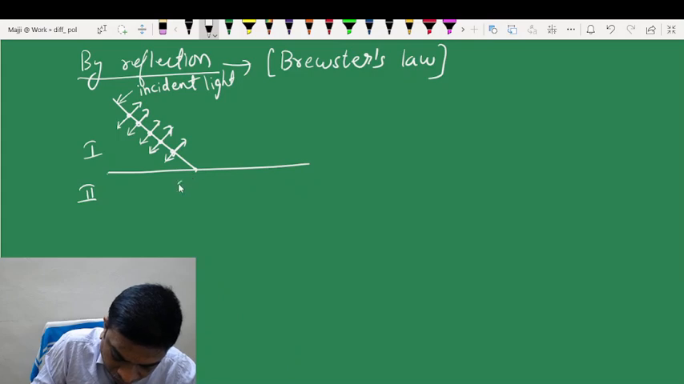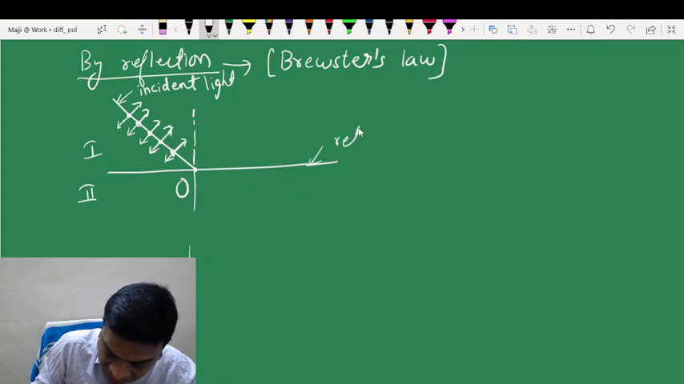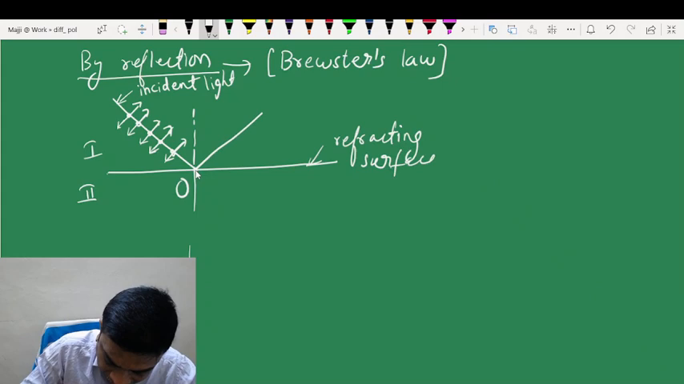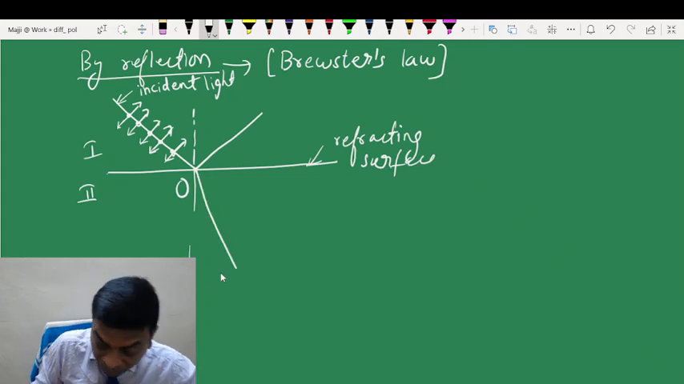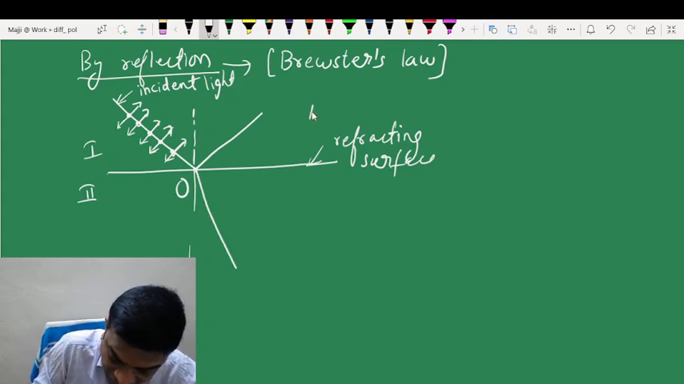Okay, now this is the point of incidence. You have a normal here, normal to the refracting surface. This is the refracting surface. Now there will be a reflected ray as well as a refracted ray. Let us say the refractive indices are mu1 and mu2 in the two media.